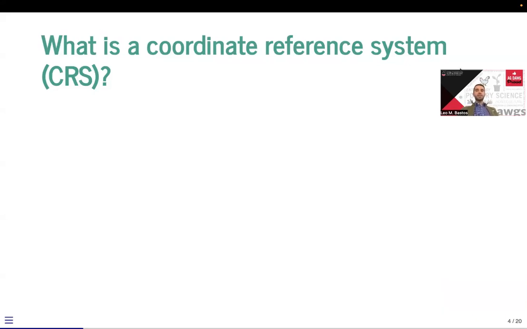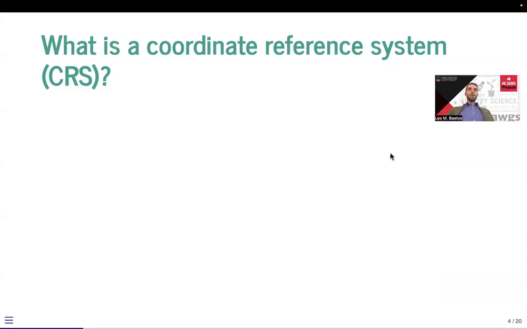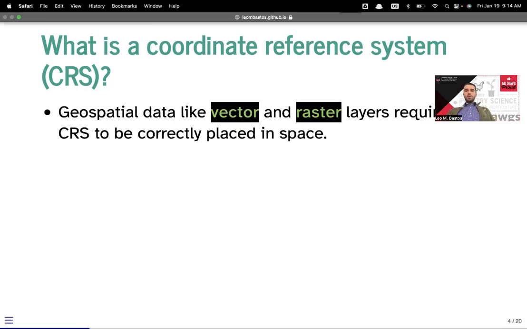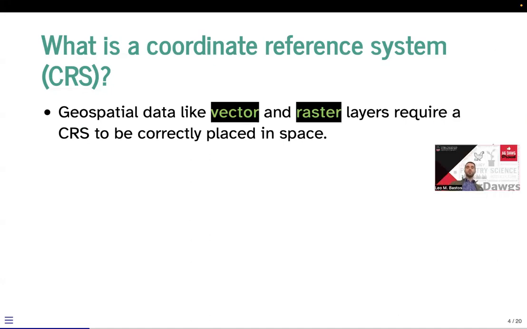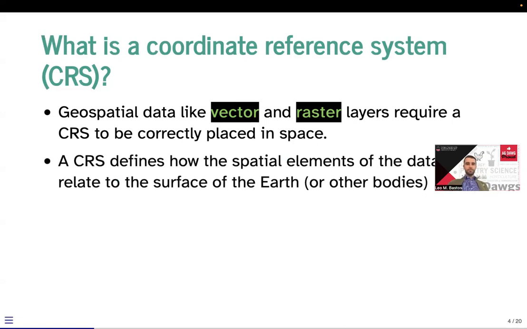So it is a system that we're going to use to be able to place and locate something in space, right? So any geospatial data layer that we use, and in this course we're going to be using mostly vector and raster geospatial data types, these types of layers require a CRS to be correctly placed in space. So a CRS is going to define how the spatial elements of that data relate to the surface of the Earth.